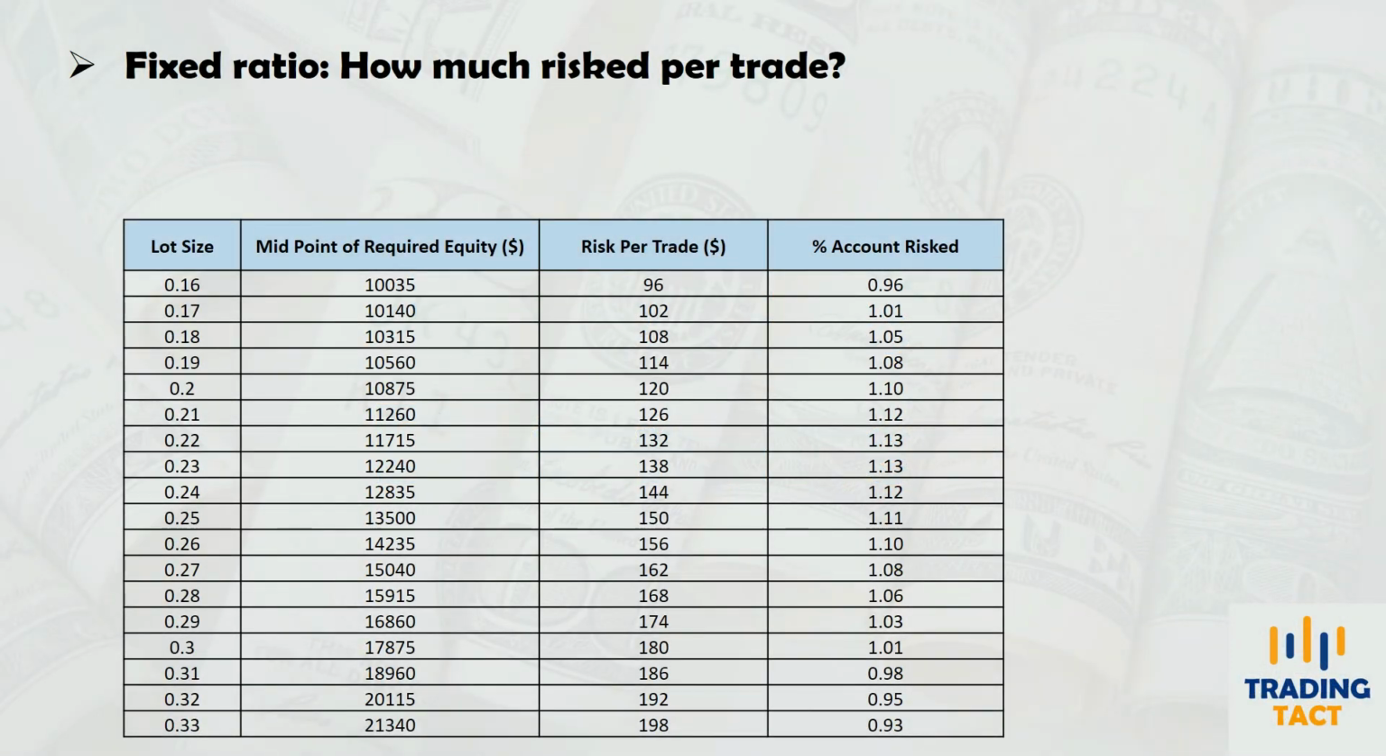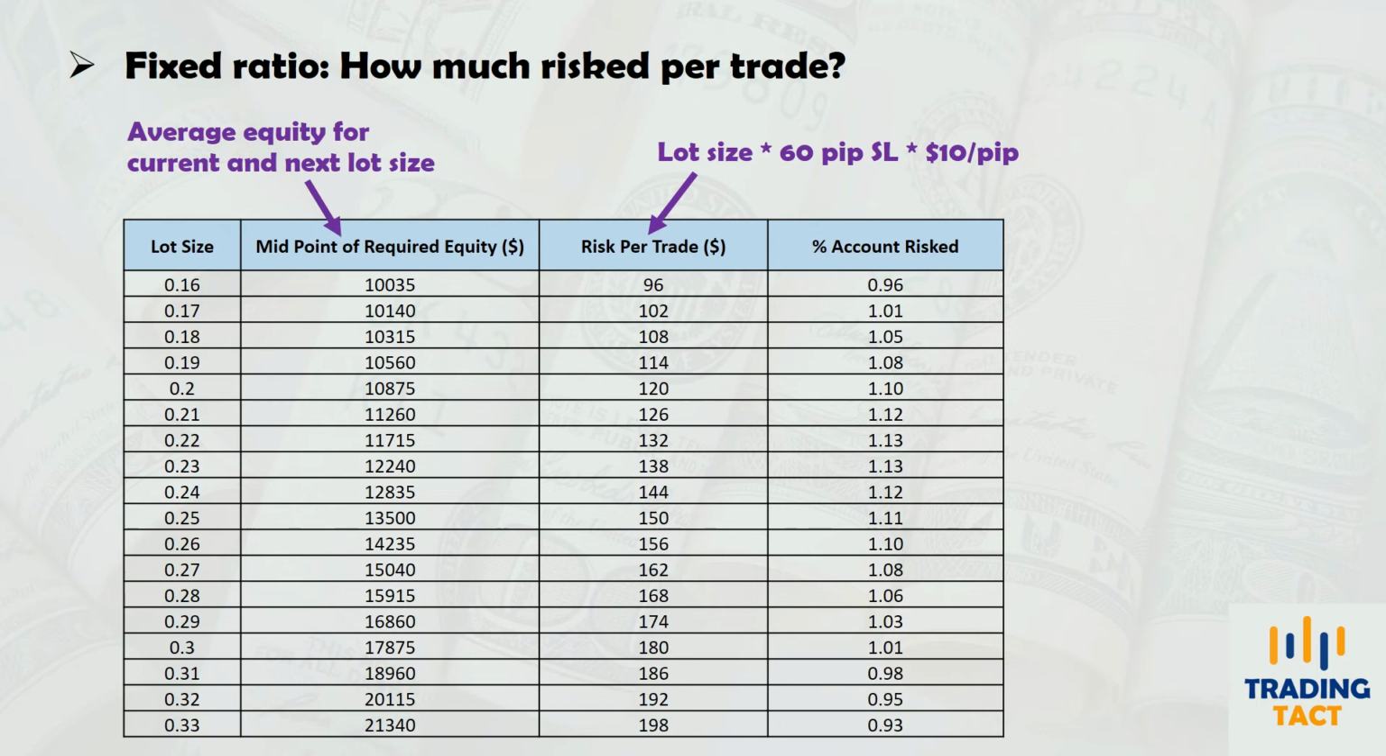For the fixed ratio approach, I decided to determine the percent of the account I was risking with each lot size. The risk per trade is calculated as lot size multiplied by the 60 pip stop loss, multiplied by $10 per pip. Midpoint of required equity refers to the average of the required equities for the current lot size and the next larger lot size. It seems that you're risking a larger percent of your account during the earlier stages of the backtest. As lot sizes continue to increase past 0.33, the percentage continues to drop. Contrast this with the fixed fractional approach, where 1% of your account is risked every trade. This unequal approach to trade risk is probably the main reason driving these differences.